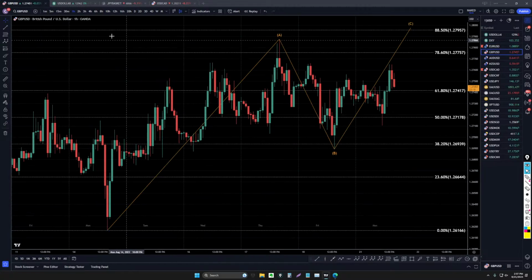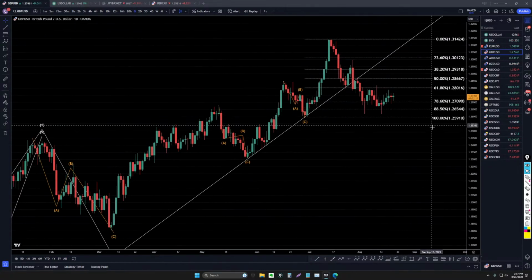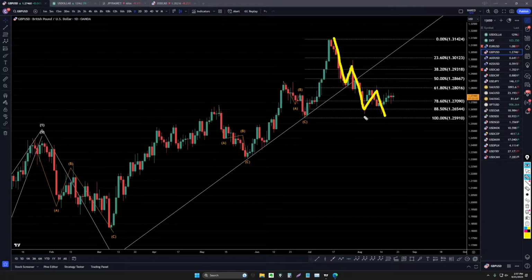So let's see if the other pairs agree. Let's go look at the pound dollar. Pound dollar is definitely a little different, as you can see, because the pound has been very strong for the past week or more. Ever since we had that pound, I think it was CPI data that originally caused this to go up. But to me, I mean, it definitely does resemble a 1, 2, 3, 4, 5 right there.